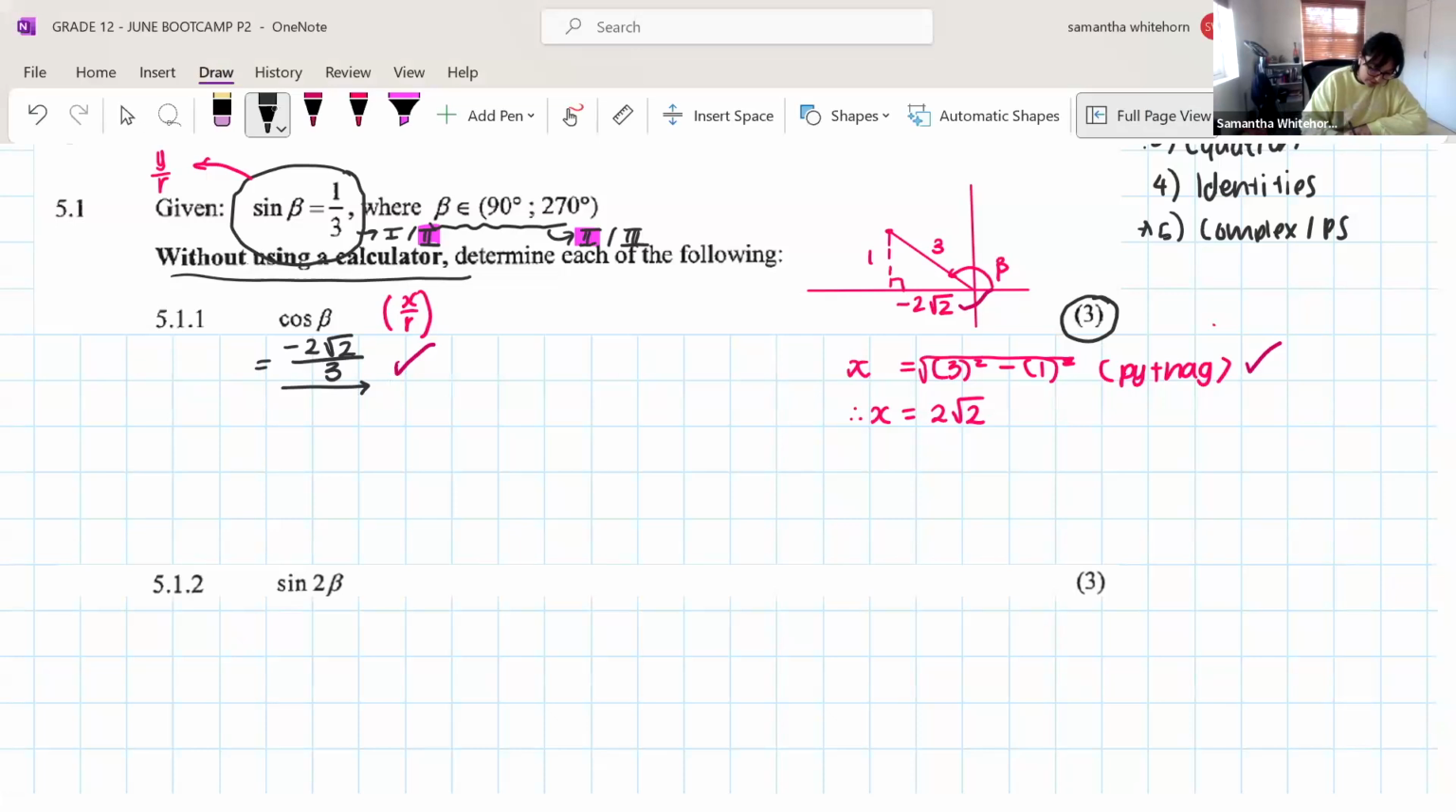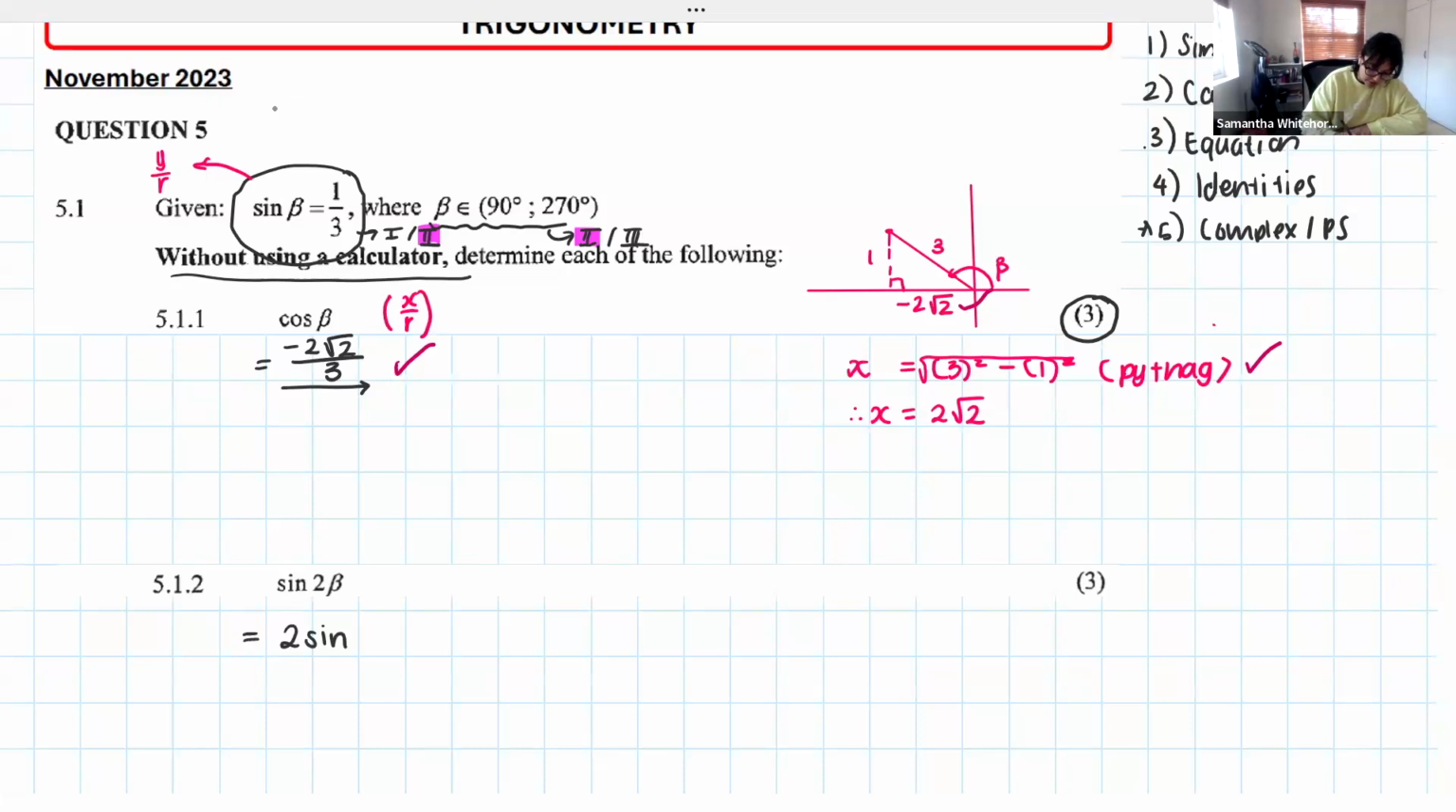Remember, you do get given a formula sheet, and I have put a formula sheet on Google Classroom for you guys. So this is our double angle expansion. Now, if you think about what we've done and what we were given, sine beta was given to us in the question, and we've just worked out cos beta. We have all of the information that we need to go and work this question out. So sine beta was given to us, that's a third. And cos beta we've just worked out, negative 2 root 2 over 3.